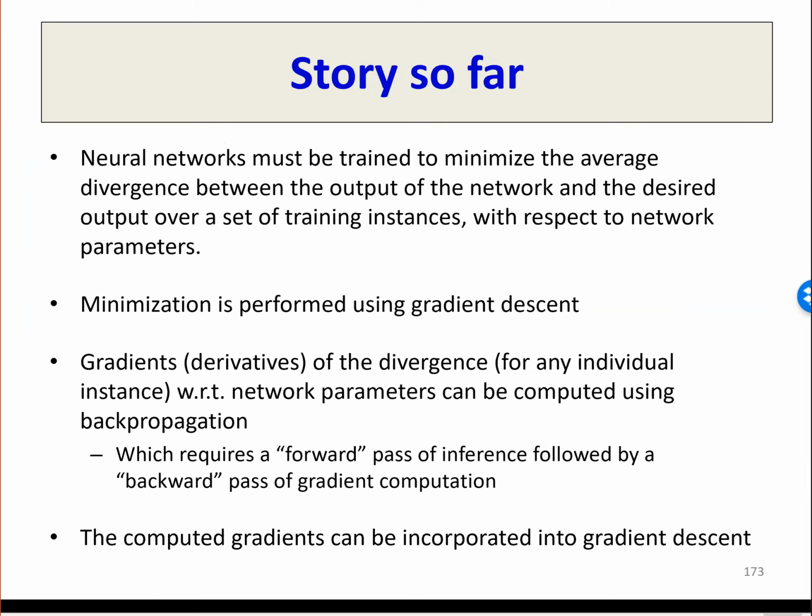And so the story so far: neural nets must be trained to minimize the average divergence between the output of the network and the desired output over a set of training instances. Minimization is performed using gradient descent. Gradients of the divergence with respect to network parameters can be computed using backpropagation, which requires a forward pass of inference followed by a backward pass of gradient computation. And the computed gradients can be incorporated into gradient descent.